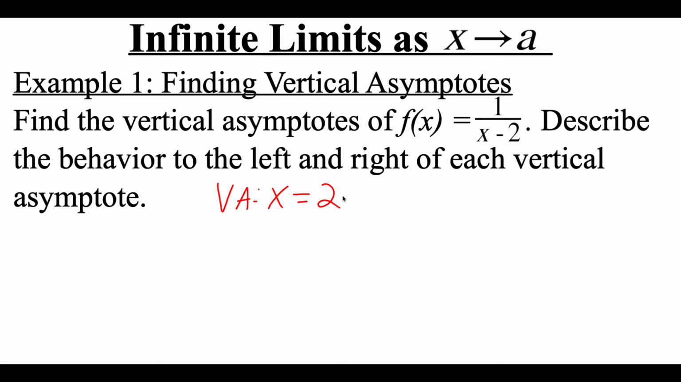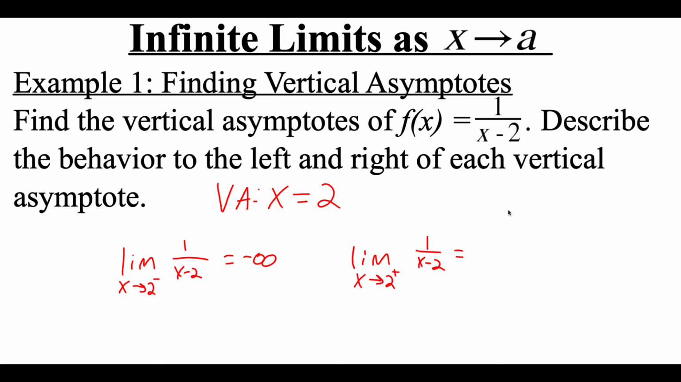Now, let's describe the behavior on the left side and on the right side. If we look at the limit of our function 1 over x minus 2 as x approaches 2 from the left-hand side, there our graph was going down forever and ever, so we would say that this limit is equal to negative infinity. And then if we do the limit of our function 1 over x minus 2 as x approaches 2 from the right-hand side, the right-hand part of our graph was going up forever, up to positive infinity, so this limit is equal to infinity.